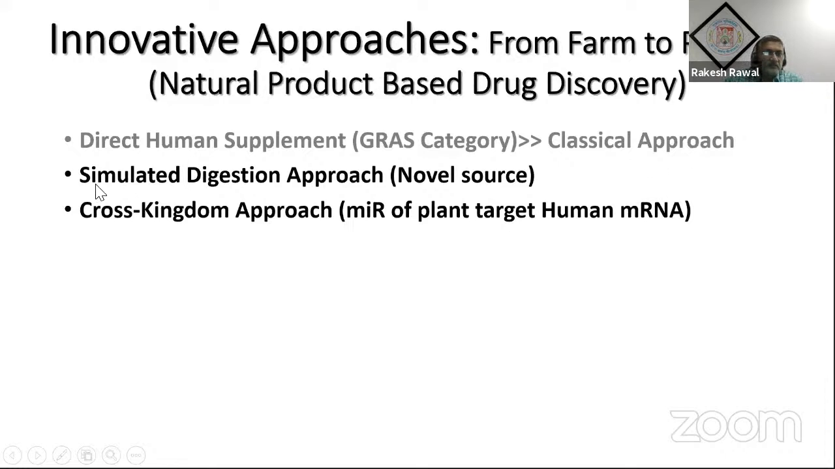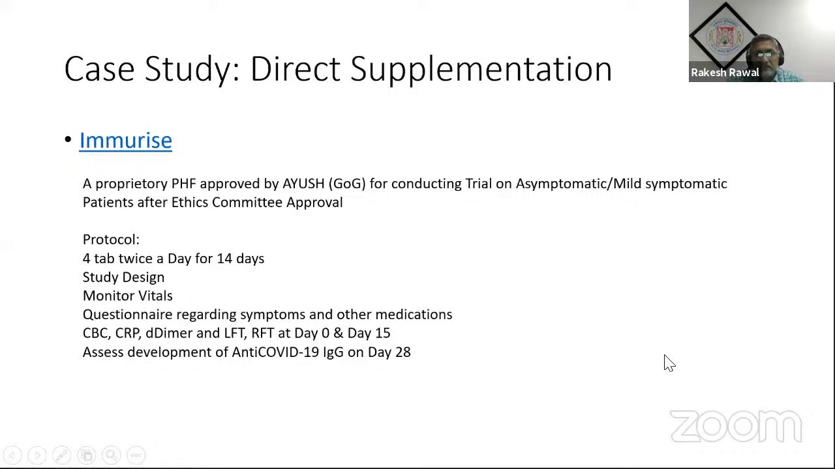But if I come up with an innovative plant source or a novel source whose representation is not mentioned anywhere in the literature earlier, then it makes an issue. Then you have to pass through the whole series of in vitro, in vivo, all those, right? So those are novel sources. And what can be done for that? So we did develop a simulated digestion approach model, and I will show you that.